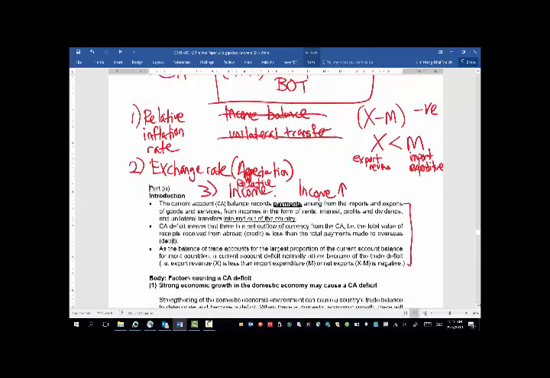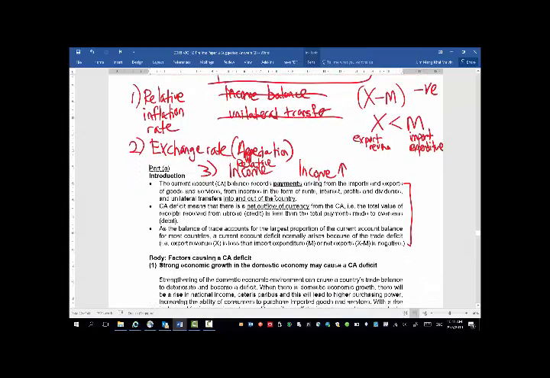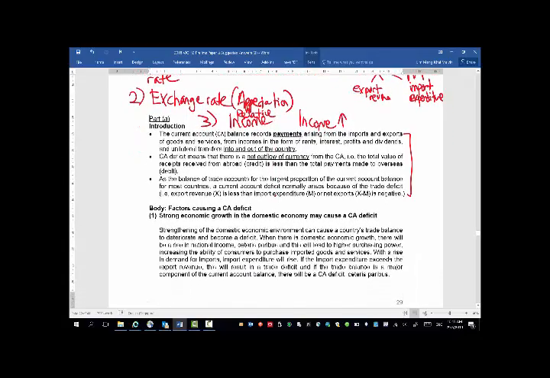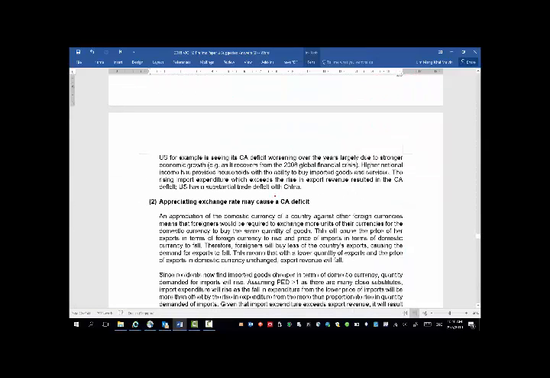So what can cause a current account deficit? Stronger economic growth in the domestic country. So just now, the relative income, the part that I mentioned, higher purchasing power, increasing ability to purchase your imported goods and services. So M will increase. This will result in the trade deficit, the current account deficit that we see. Any questions? So this is the first factor.